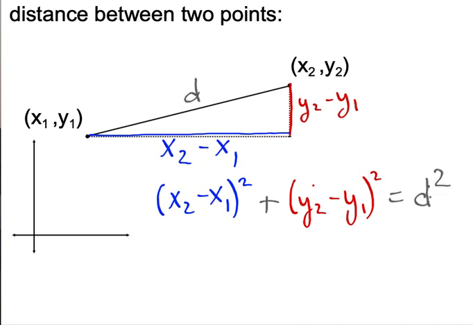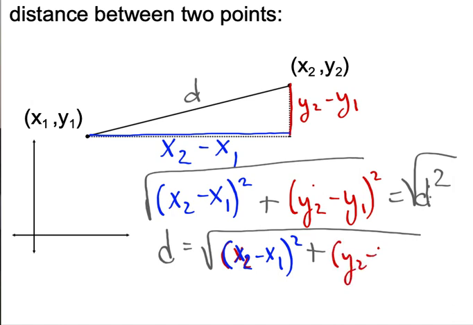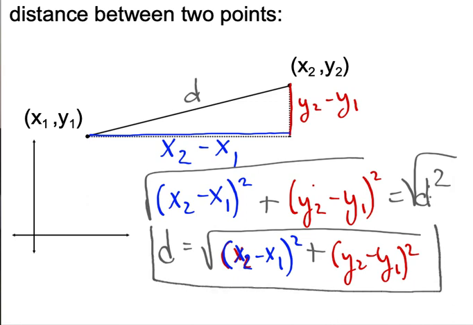Now simplifying this down, let's put the d first, but we're going to square root both sides. d equals the square root of x2, oh, I meant to do that in blue. Let's try that again. x2 minus x1 squared and y2 minus y1 squared. This is the distance formula in all its glory.